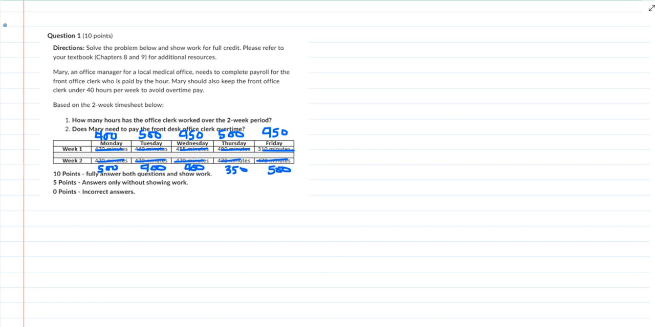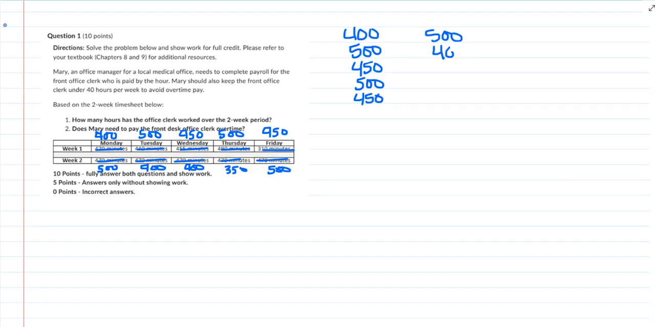Okay, so what we want to do is we want to know how many hours the office clerk worked over the 2-week period. So we want the whole 2-week period. So really all we have to do here is just write this out. I'm sorry when my pen on here drags a little bit. But you're just adding all of these. So you just want to type out what you're adding. So this would be week 1, all of your hours, and then week 2. So 500, 400, 400, 350, 500.